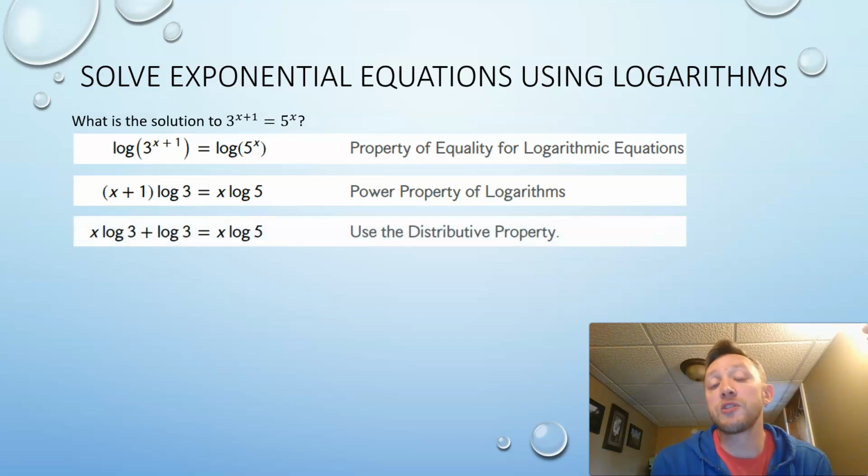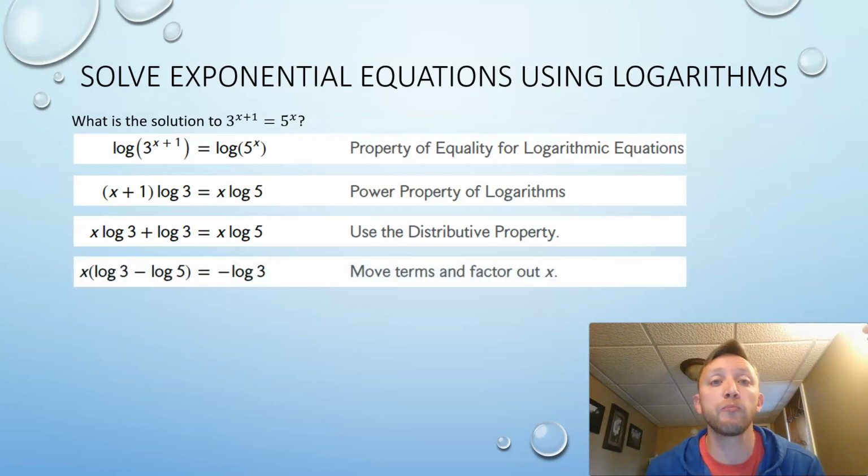Well, now we can use a distributive property, because over on the left side, we'd have log of 3 that we could multiply times both the x and the 1. So we'd have x times the log of 3 plus 1 times log of 3, which is just log of 3, equals the right side, x log of 5.